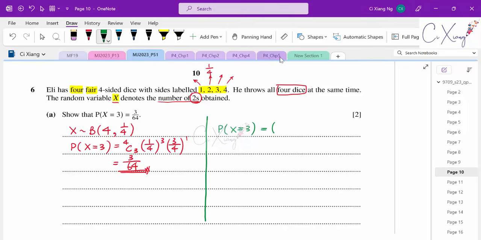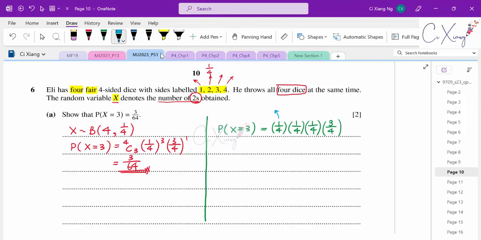Okay, let's say the first die I get is a number 2, which is 1 over 4. The second die that I get is also a 2, which is 1 over 4. Then the third die I also get a 2, which is 1 over 4. And then the fourth die that I get is not a 2 anymore because I already have three 2s here, right? So I will make it as 3 over 4. 3 over 4 means that it can belong to any other number.